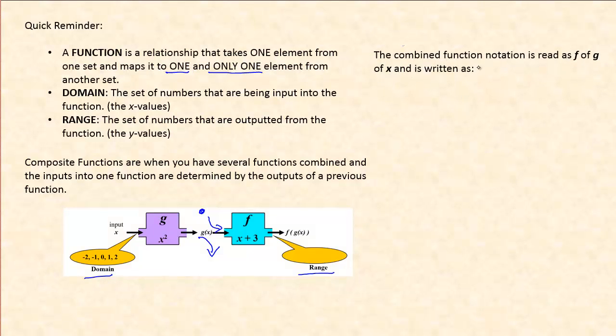The combined function notation, this function just here, we can see that's the output, is read as f of g of x and can be written as f of g of x like this, f o g x, and fg of x, and the brackets here don't have to be square either. Quite often these brackets are round brackets.